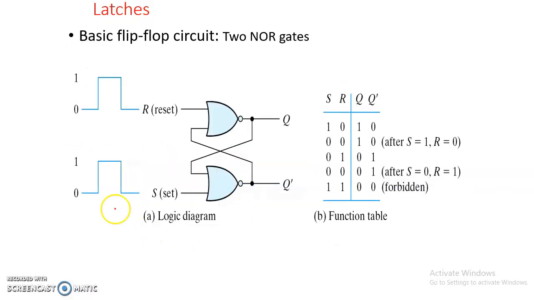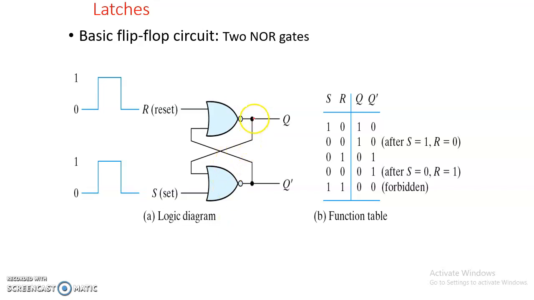Now here is the basic diagram of the SR flip-flop latch. In SR, S stands for set, R stands for reset. And these are the two NOR gates. This is a combination which makes a flip-flop. And this is a latch. A latch means something which does not have a clock pulse.